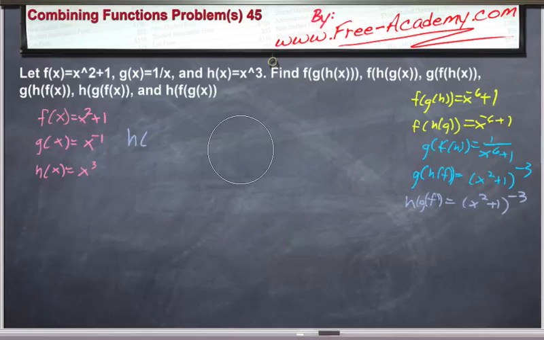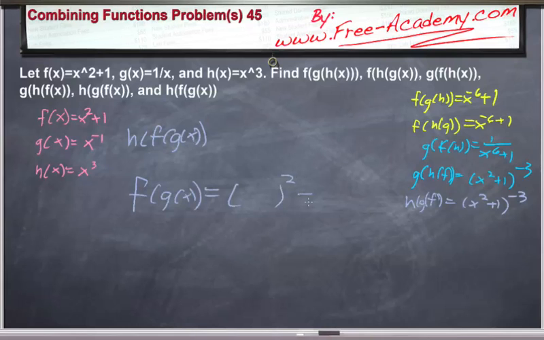In the last part of this problem, we're going to find h of f of g of x. Start off by finding f of g of x, which is equal to x squared plus 1, with x being equal to 1 over x. So this is all equal to x to the negative 2 plus 1. And our h of x is all of that raised to the third power.